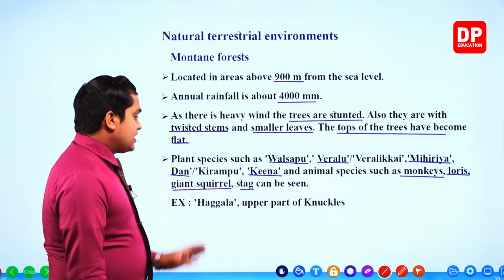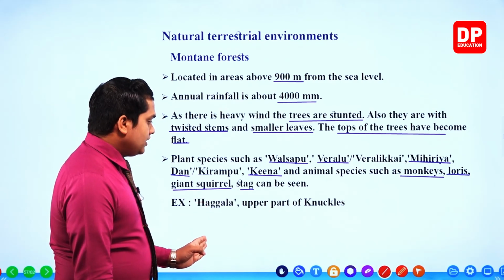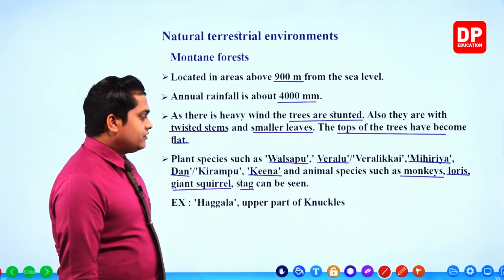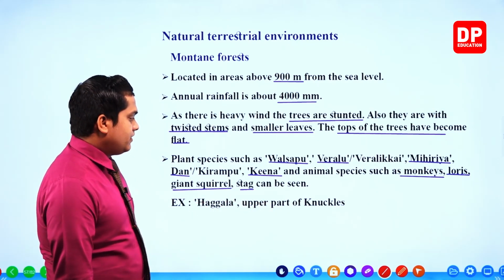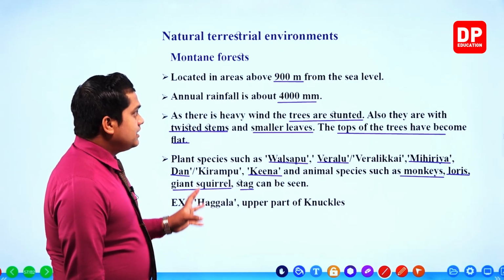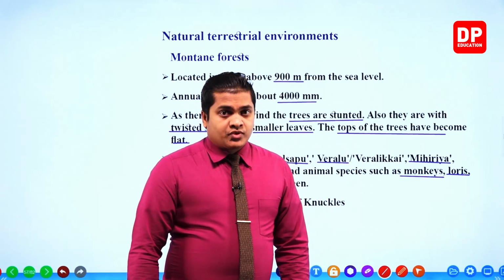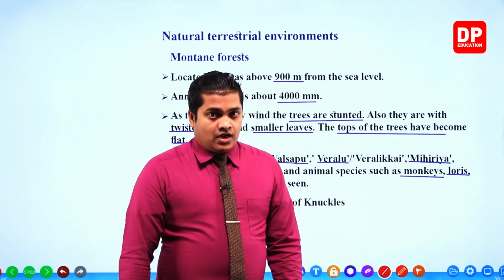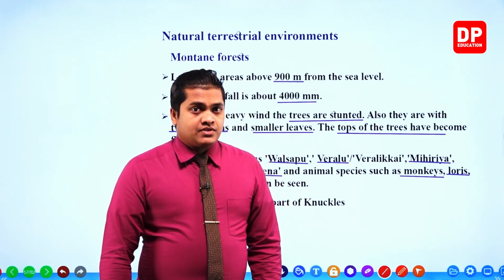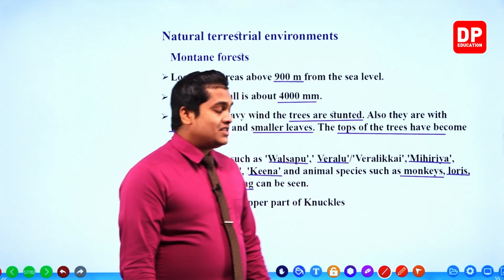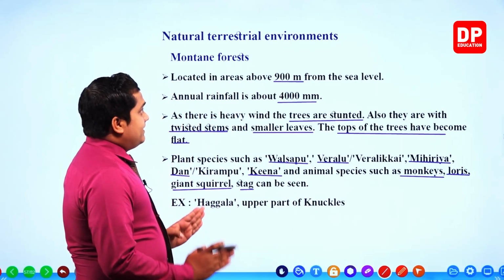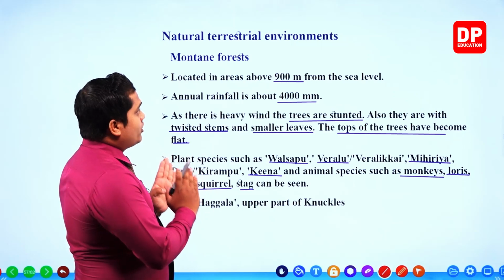Examples given, my dear children, are Haggala and the upper part of Knuckles, right? In Haggala we can observe montane forests, and also in the upper part of the Knuckles. So these are the examples. So my dear children, this is the second main forest, which is montane forest.